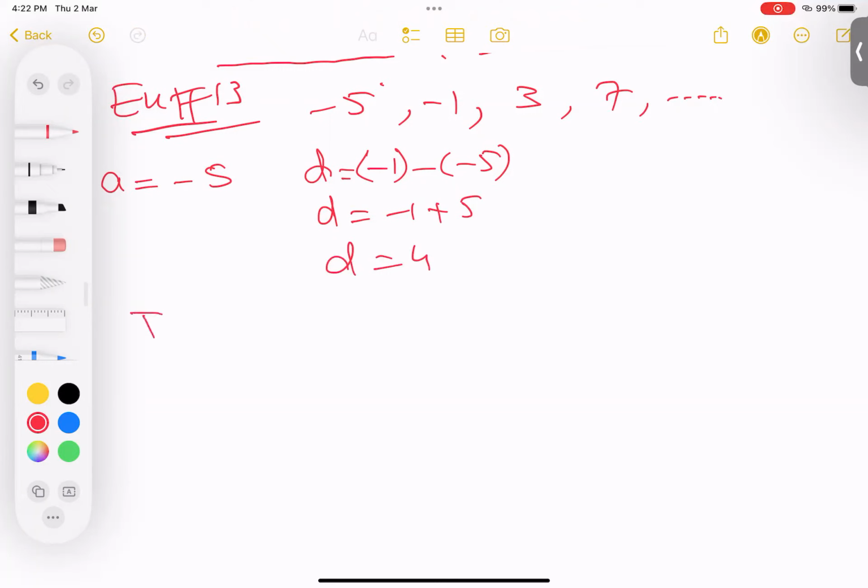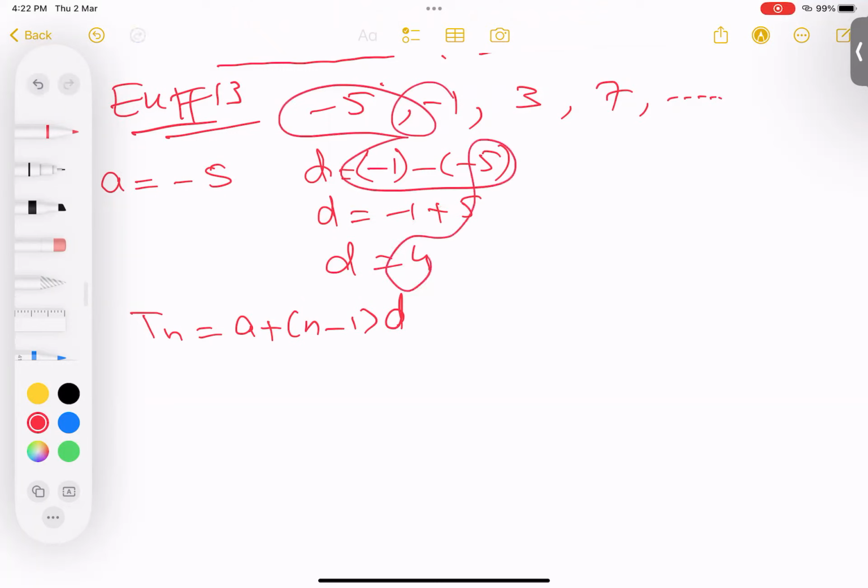Okay, the formula we normally use for arithmetic progression is this. How? Because I observe that everywhere the difference is the same. 7 minus 3, I got a 4. 3 minus 1, again I get a 4. -1 minus -5, you just saw a 4.